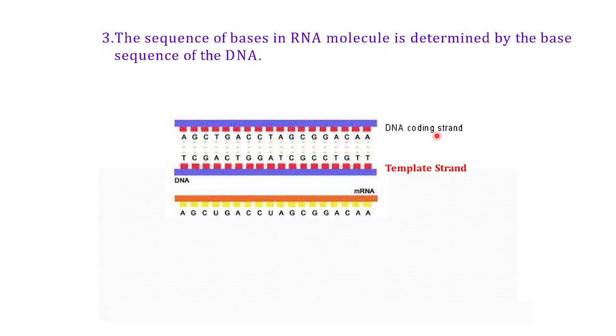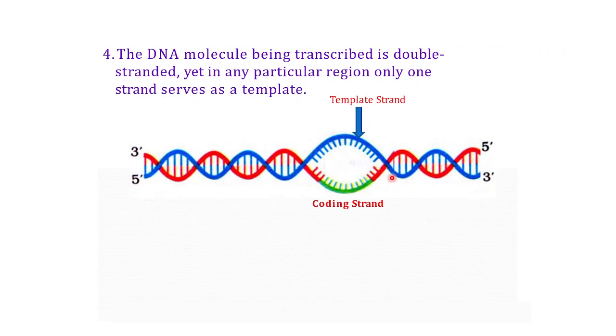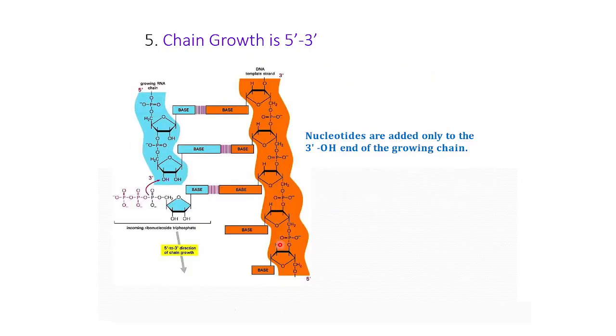Okay, so I guess you understand that the template strand is the strand using which the RNA polymerase will produce the mRNA. Now the DNA molecule being transcribed is double-stranded, yet in a particular region only one strand serves as the template, because the complementary strand is the one that corresponds to the mRNA sequence. Next up, the chain growth.